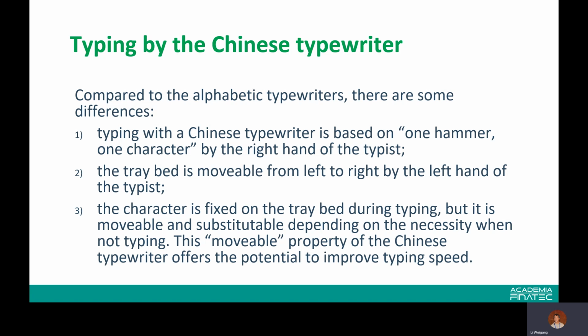Compared with alphabetical typewriters, there are some differences. First, typing with a Chinese typewriter is based on 1 hammer, 1 character, by the right hand of the typist. 2. The typewriter is movable from left to right by the left hand of the typist. 3. The character is fixed on the typewriter during typing, but it is movable and substitutable as necessary when not typing. This movable property of the Chinese typewriter offers the potential to improve typing speed.